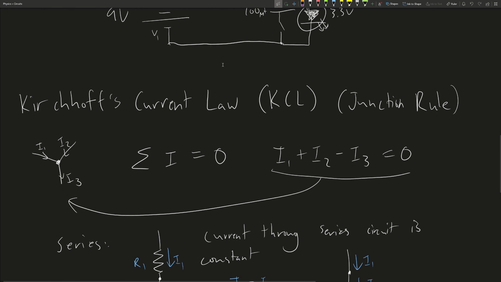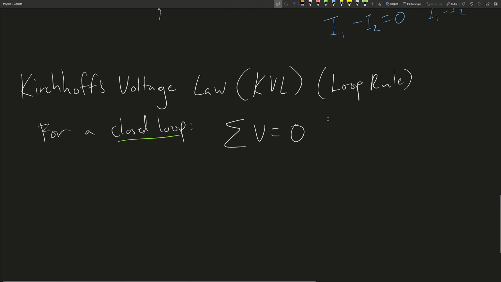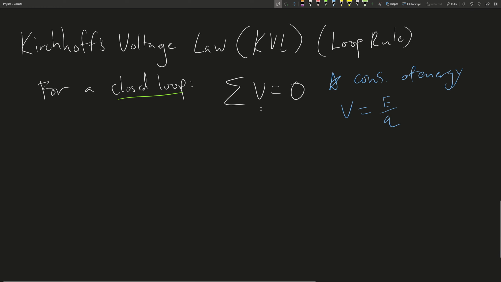Before, I said Kirchhoff's current law follows from conservation of charge. Kirchhoff's voltage law can be seen as conservation of energy. Remember, voltage is equal to energy per charge, so change in voltage is also change in energy per charge. What this means is that for any closed loop, the sum of energy has to be equal to 0. So energy is conserved.